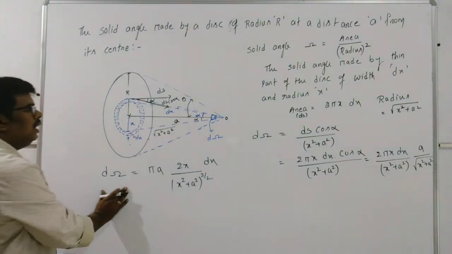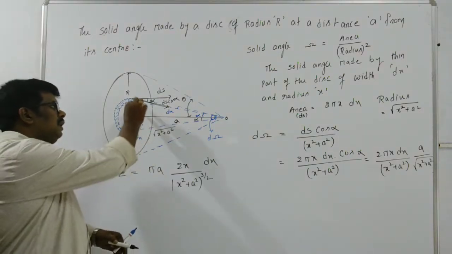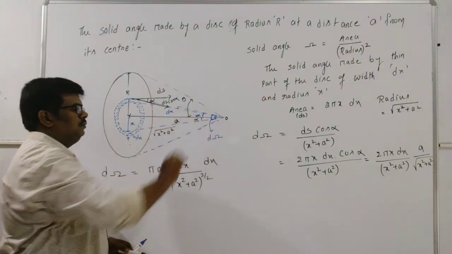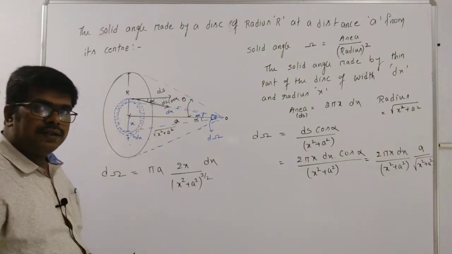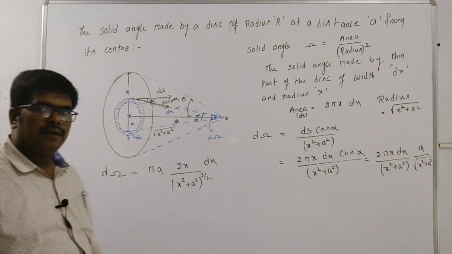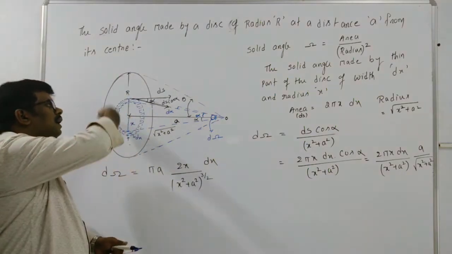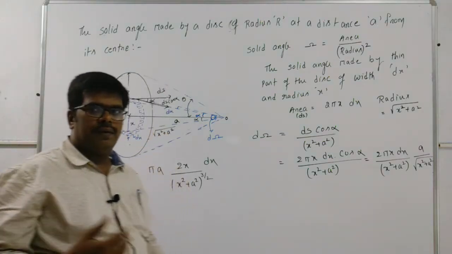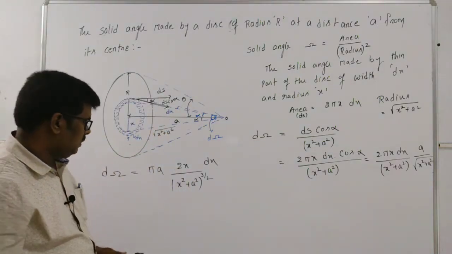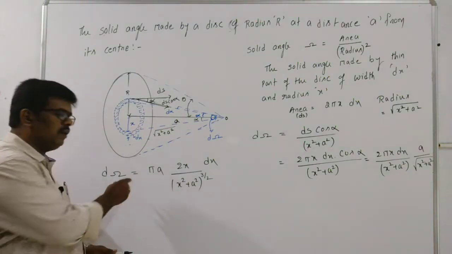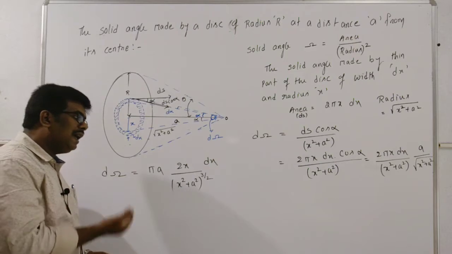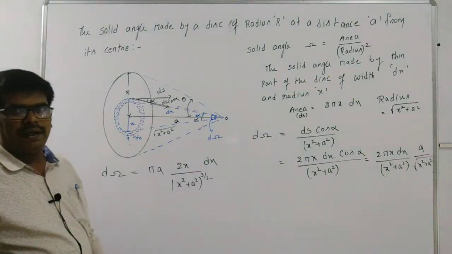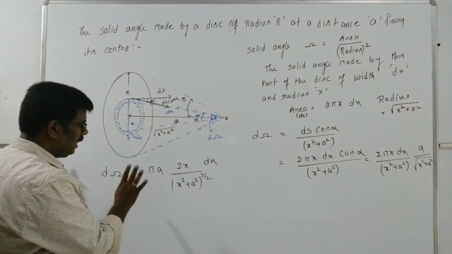This is the solid angle made by this shaded part of the disc at distance a at O. But our intention is to determine the solid angle made by this entire disc at O. So the approach is, we already found this small part of it. Then if you integrate it with respect to the limits, you will get the total solid angle made by it. So how can we do that, let us see.